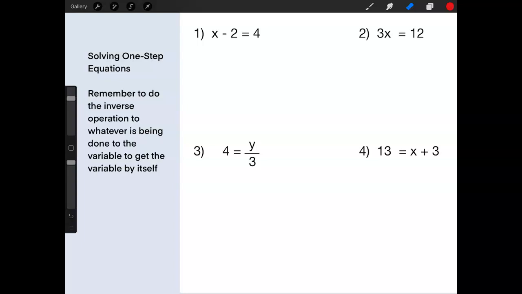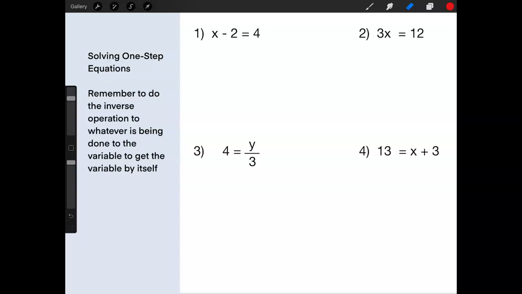To solve a one-step equation, you need to remember a couple of things. First, you need to remember to do the inverse or opposite operation of whatever is being done to the variable to get the variable by itself. Second, you always need to remember that algebra is about balance. Whatever operation you perform on one side of the equation must be performed on the other side of the equation.